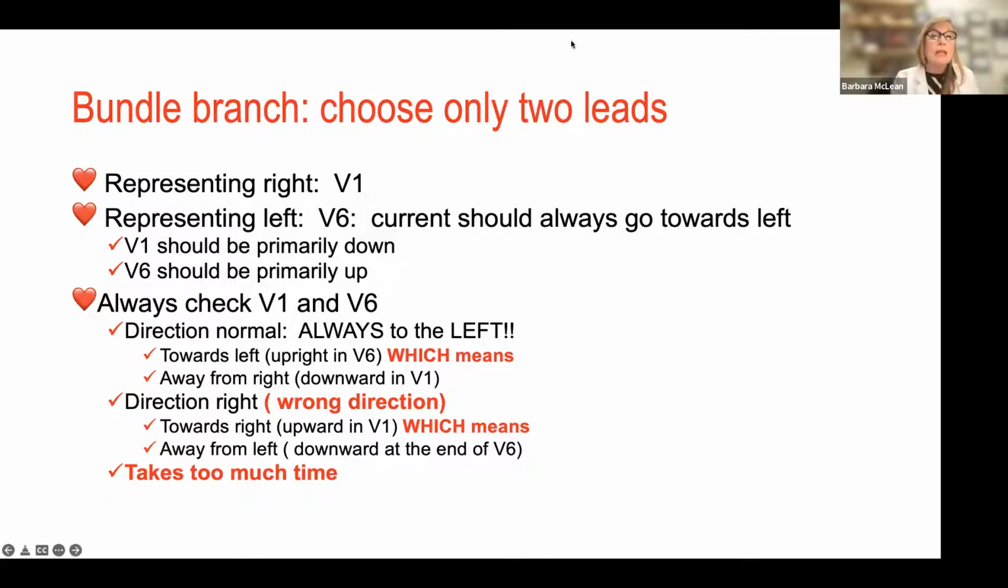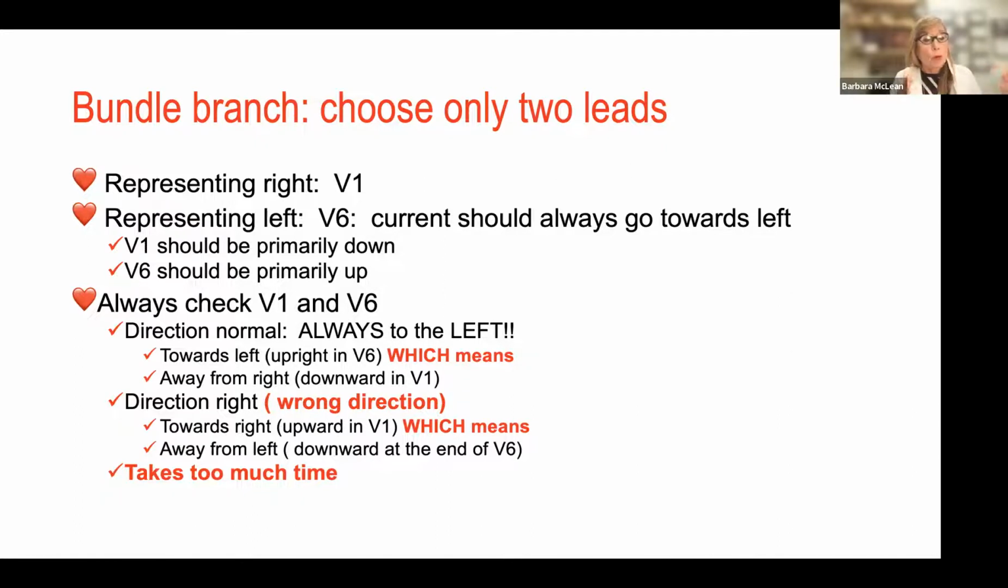So that means in V1, you always expect that to be primarily downwards. And in V6, you always expect it to be primarily upwards. That's really important. So when I'm looking for a bundle branch block, or I'm concerned that the patient has a bundle branch block, I always check V1 and V6. Remember, 2 photographic views of the same electrical depolarization.